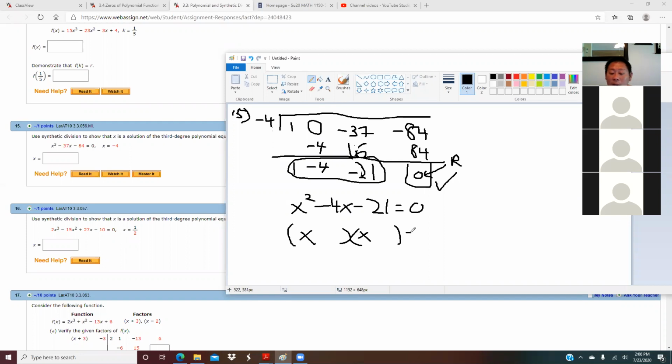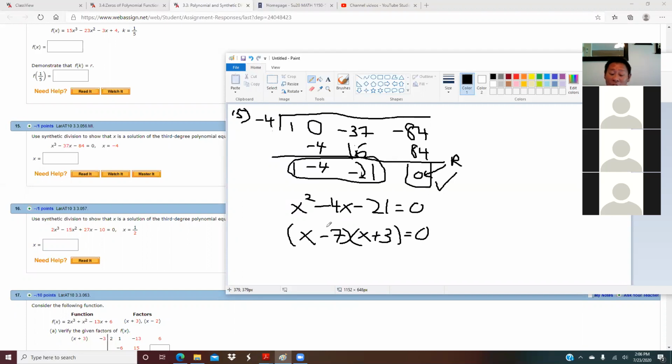Can someone tell me what numbers we should use here for negative 21? What times what is 21, and when you add them, it has to be negative 4. There's only one pair of numbers here: 7 and 3, very good. Which one is negative? Which one is positive? 7 is negative, very good. 3 is positive. This is the correct factor.